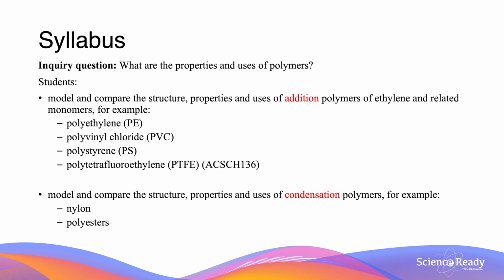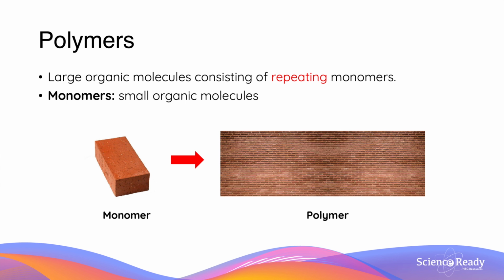Hello everybody, in this video we'll be talking about polymers. Polymers are large organic molecules that consist of repeating monomers. Monomers are small organic molecules that make up the polymer. Now you can think of the monomer as a brick that makes up a brick wall, which represents the much larger polymer. In this video we'll look at different types and structures of monomers and the polymers that they do make up.